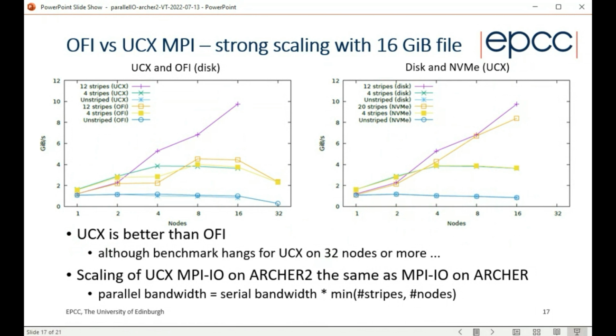However, if you look at the rates, they're terrible. Well, not terrible. They're not very good. You know, we're getting 10 gigabytes per second on 16 nodes here, when we've seen that actually we'd expect the file system should be able to cope with over 100. So we're clearly not saturating the file system.